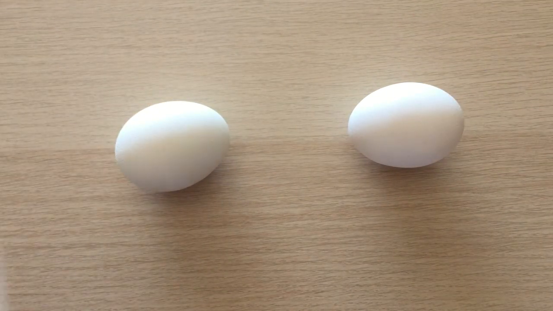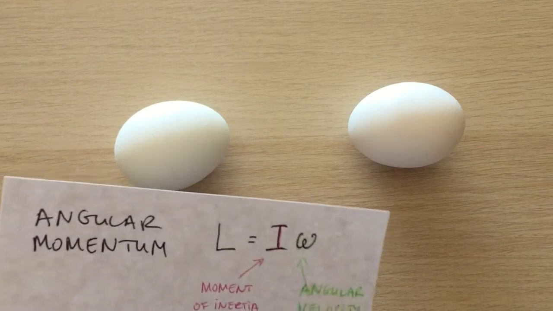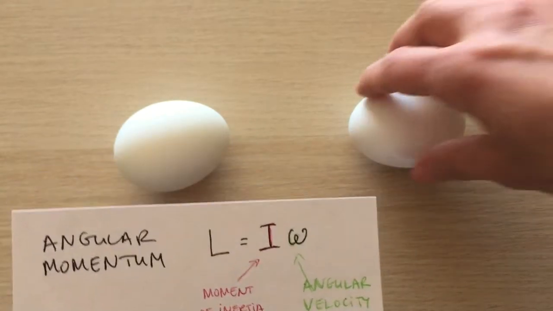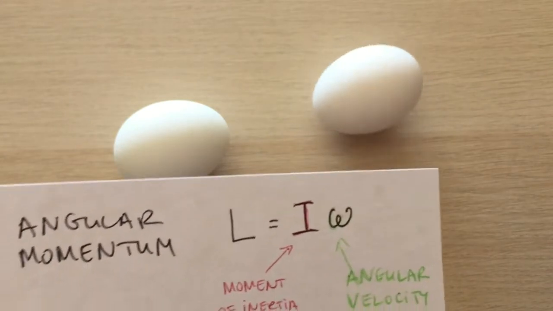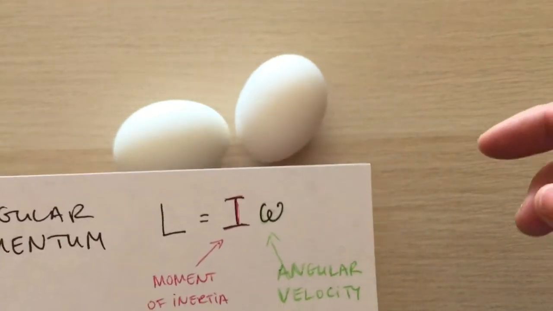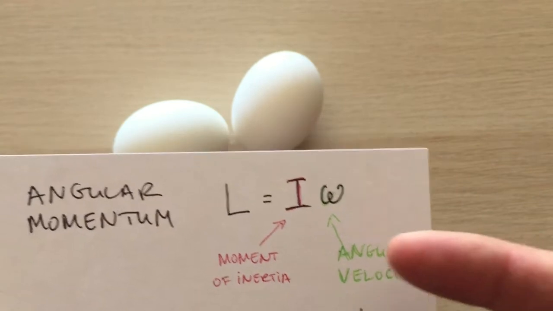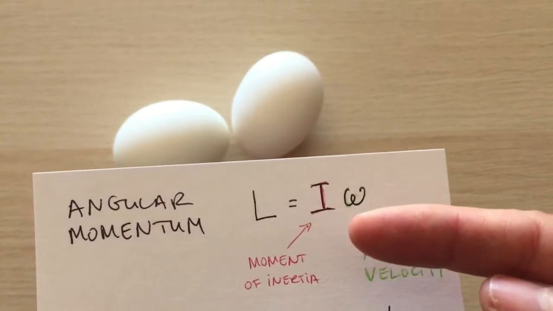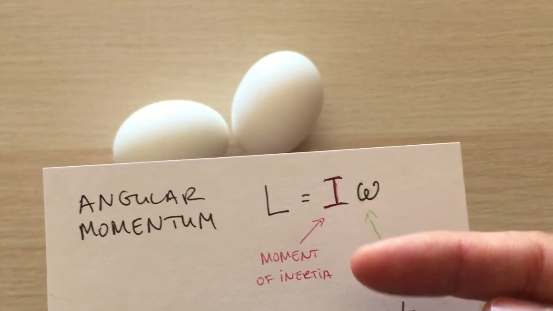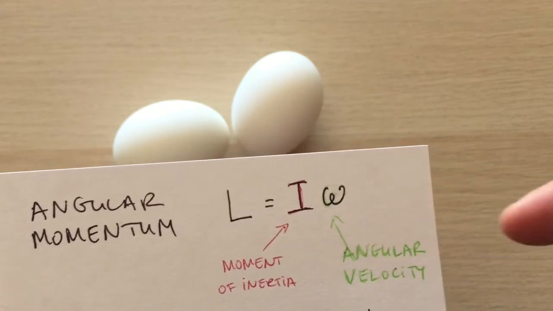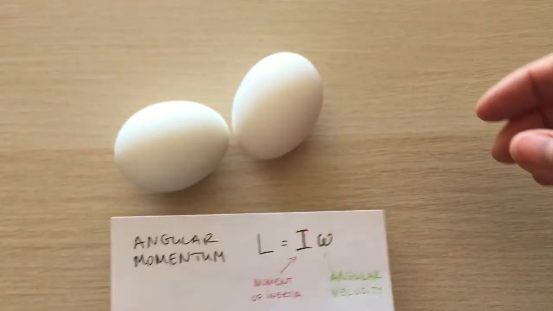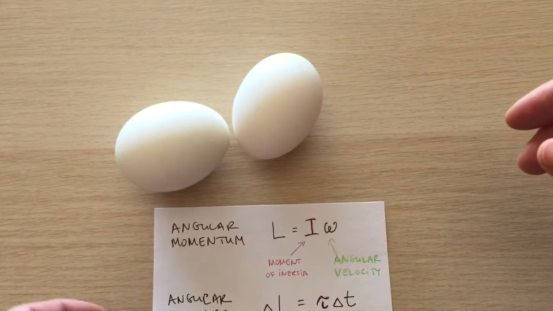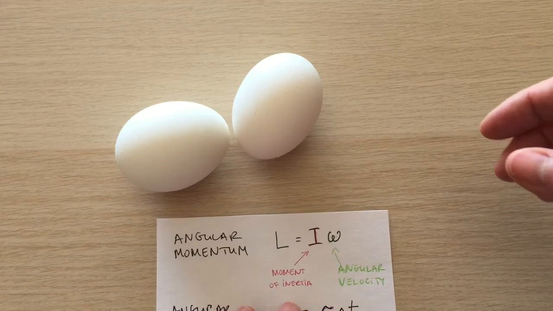So here's what's happening here. This is a good demo for angular momentum conservation and also moment of inertia. When you give the egg a spin, you're giving it a torque. That torque is giving it angular momentum, and the angular momentum of the egg depends on the moment of inertia of the egg, which depends on how the mass is distributed within the volume, and that would give it a certain angular velocity. So if the moment of inertia is greater, then you're going to have a smaller angular velocity.